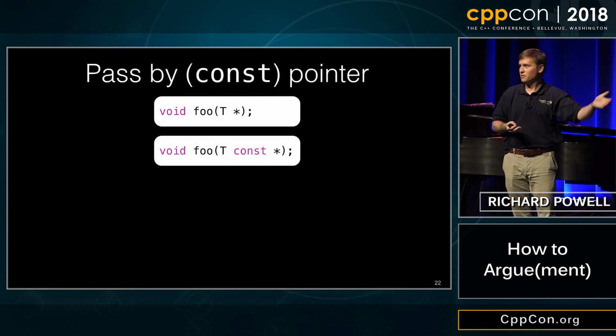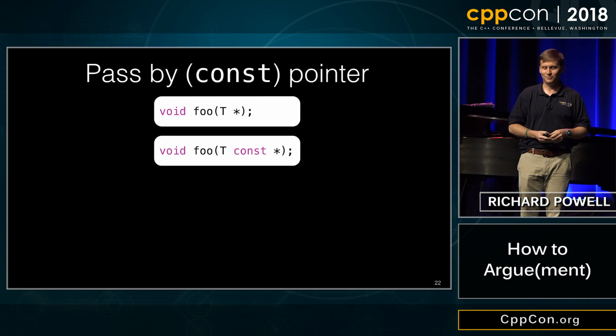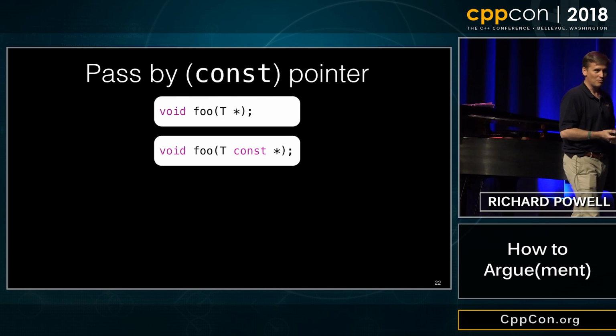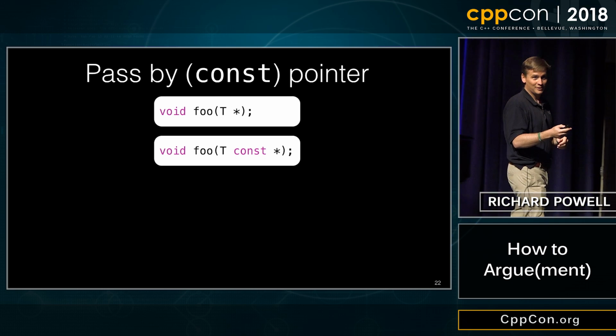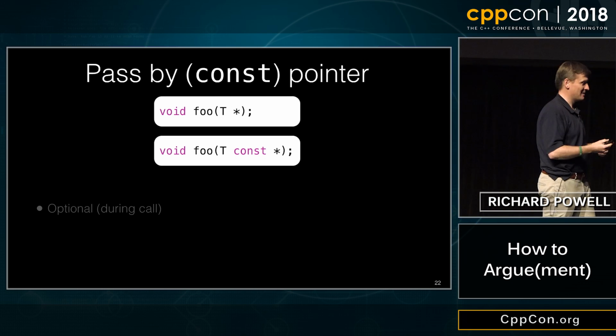Passing by pointer or const pointer? You want to take a guess at what you would use this for? Might be null. Optional. I call it optional.